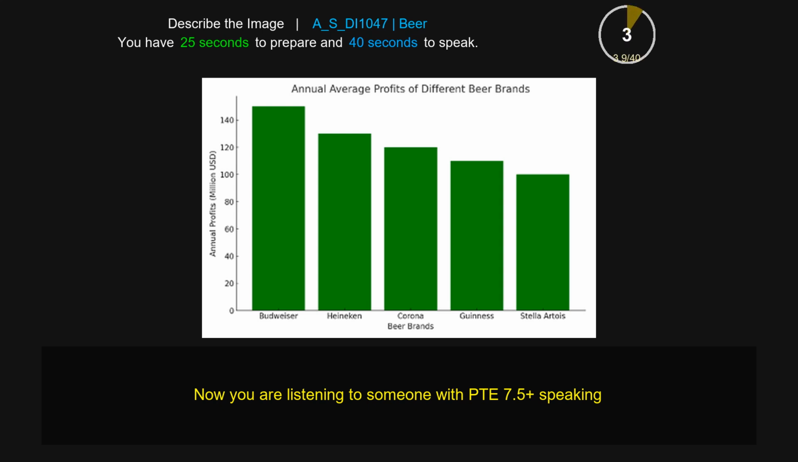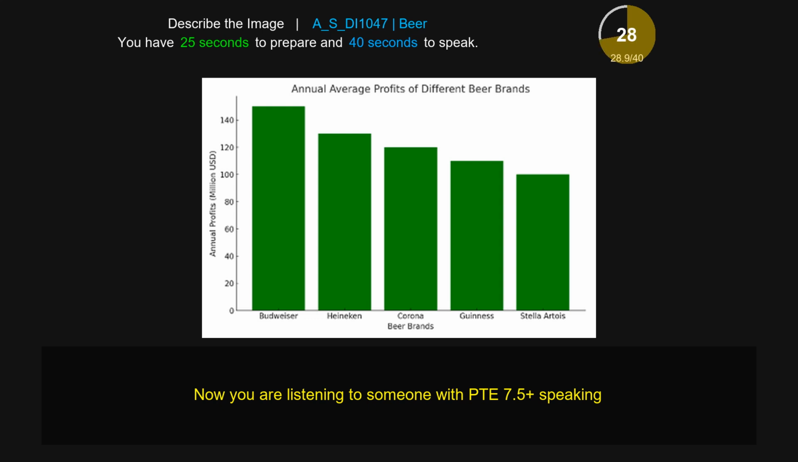The given image is a bar chart and it gives us information about the annual average profits of different beer brands. While on the x-axis we have the name of the beer brands ranging from Budweiser to Corona. On the y-axis we can find out the annual profits in million dollars in USD that ranges from 0 to more than $140 million. And it is evident from the picture that the highest profit is made by the beer brand called Budweiser and the least profit is made by a beer brand called Stella.